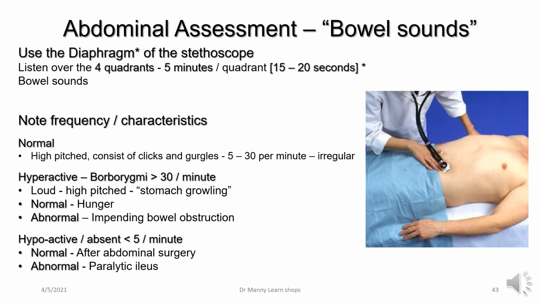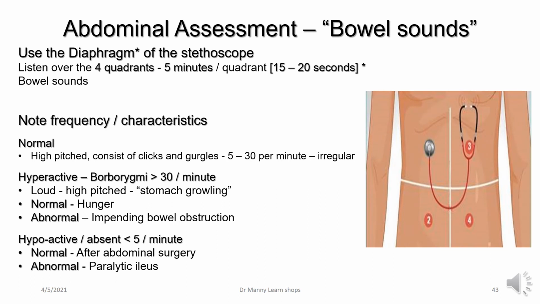When they're hypoactive, you've got less than 5 per minute. And this is normal after surgery, abdominal surgery, because the bowel is handled, which it doesn't like, and it goes into a paralyzed state, which recovers typically after about 24 hours. In the abnormal situation, it's normally related to a paralytic ileus. Listen in all 4 quadrants: right upper, right lower, left lower quadrant.